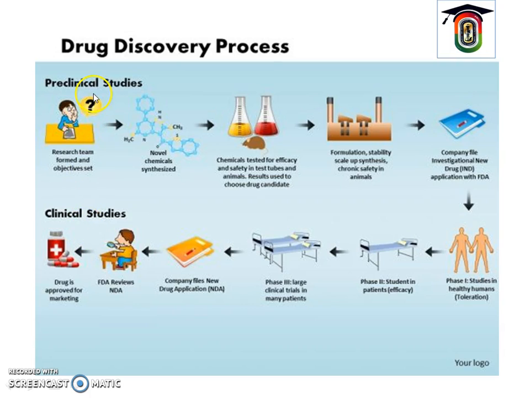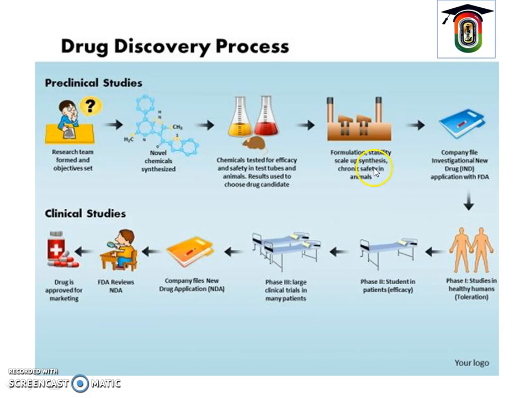First we come to preclinical studies, which we have discussed in the earlier slide. A research team is formed and objectives are set. This research team then aims to develop a new drug molecule. The new drug molecule is then tested for efficacy and safety in test tubes and animals, and the best molecule is further carried forward for formulation. Formulation is the transformation of a drug molecule into the dosage form, which is a tablet, syrup or other dosage form. Once the formulation is developed, we go for stability and scale-up studies.